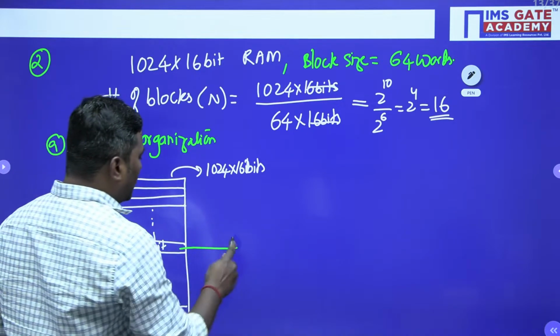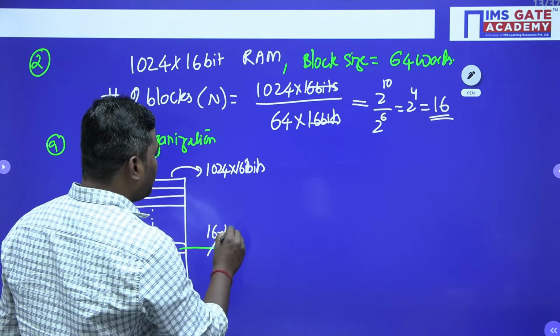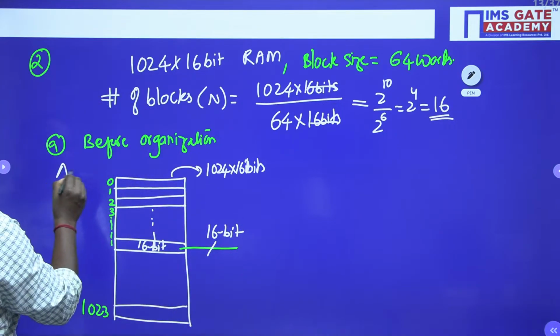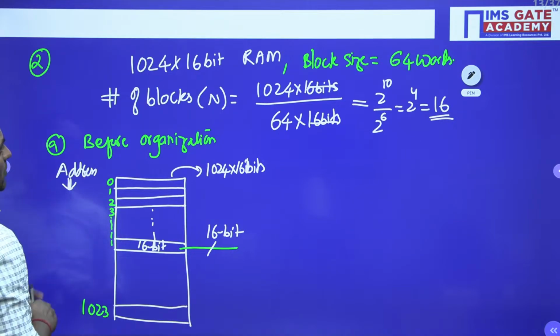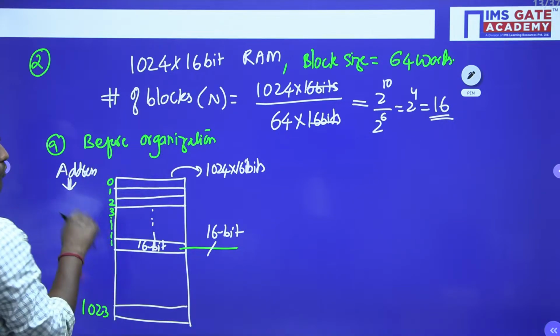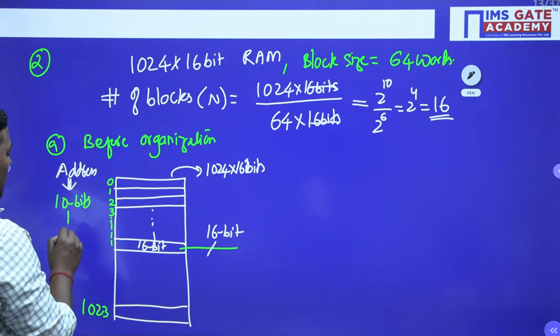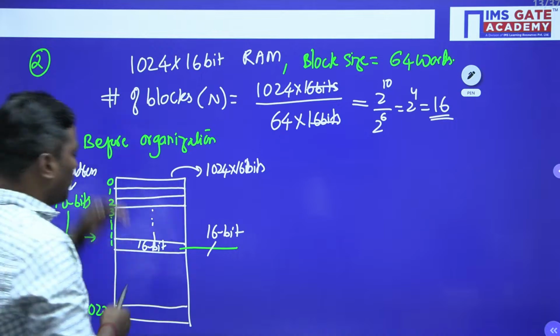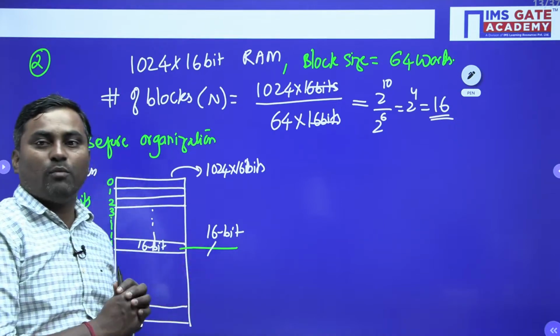Now, the data bus size. What is the data bus size? The data bus is 16 bits only. For the address bus, how many address bits are required? For a 1024 word addressable memory, 10 bits are required to address them. So I have not made this memory in terms of blocks yet, it is still in word form only.